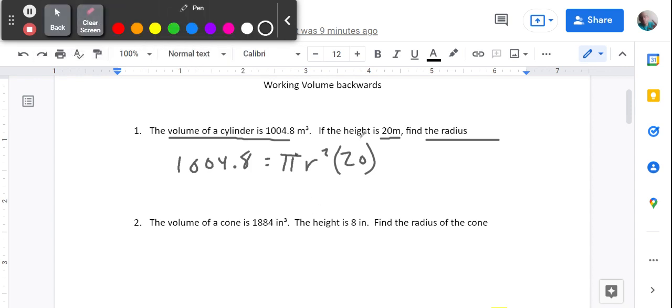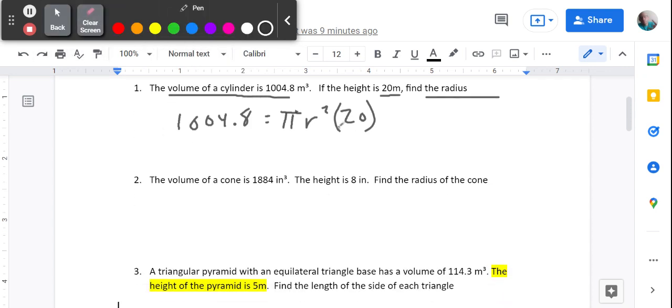Okay. So now we could solve for r because we can get r by itself. So to get r, first we'll get the r squared by itself, right? So what are we going to have to do to get that r squared by itself? Okay. We can divide by 20. We could also divide by pi, right? We could do that all in one thing if we want to. Just make sure it's in parentheses.